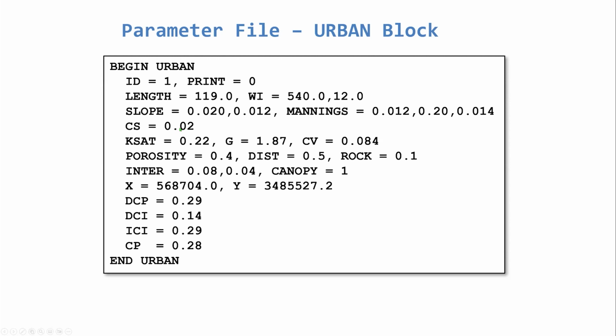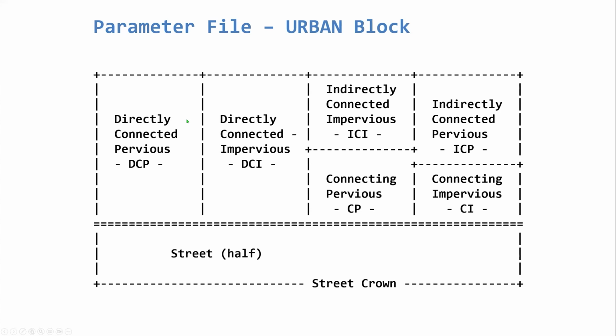Let's see, CS. I'm blanking out on this one. I think this is the slope down from the stream. So we're assuming flow comes out of this urban element, goes onto the half street, and then flows down, changes direction. Let me go back one. And I think CS is the downslope of the street crown. And we also need a cross slope term.